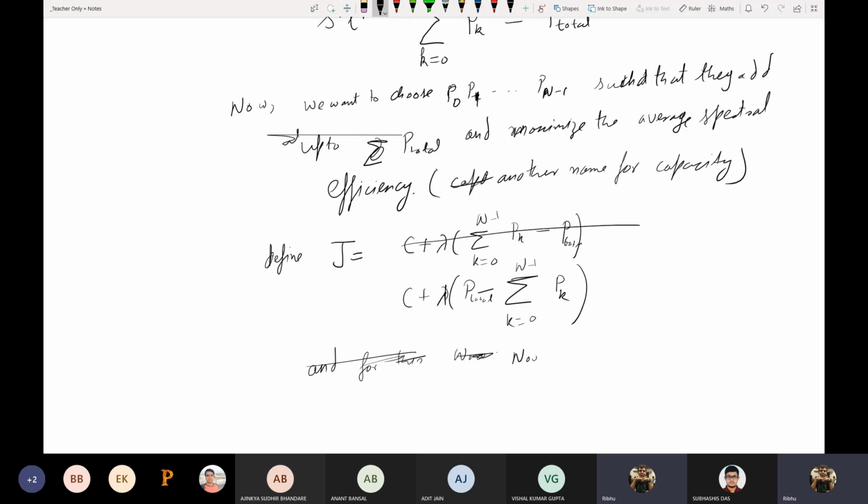Sir, isn't P total equal to the sum over k equals 0 to n minus 1 of pk? Yes. We are maximizing. This is the constraint. This is how we solve constrained optimization problems.